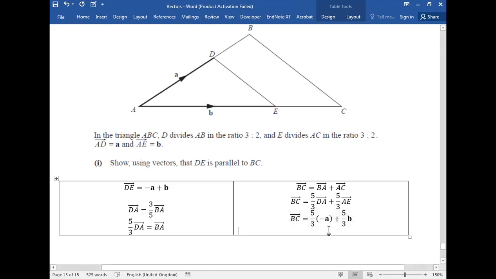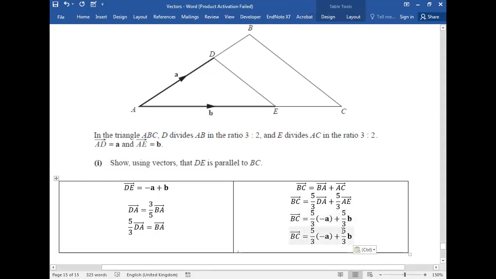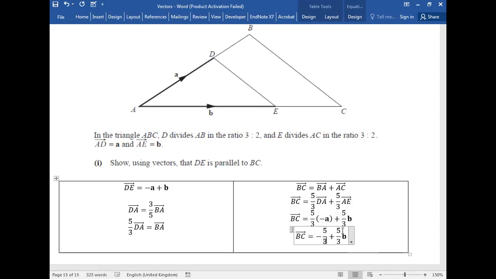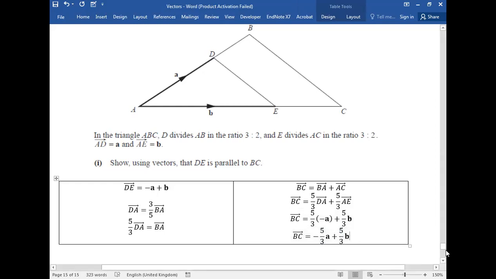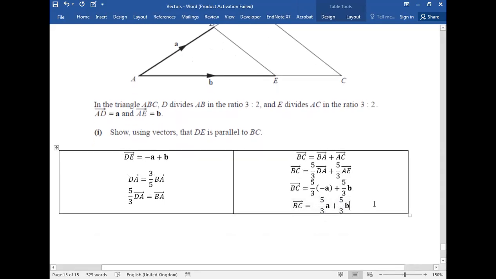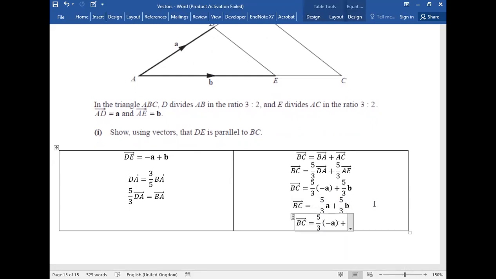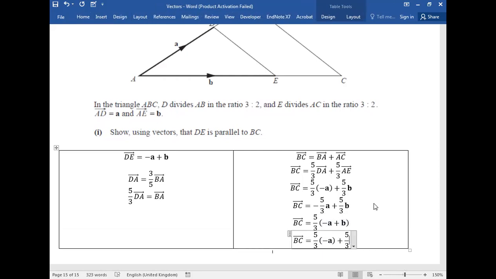Is that right? Now if you simplify BC, you will get negative 5/3 of A plus 5/3 of B. Is that right? और इसमें अगर minus 5/3 common ले लें तो what are we left with? या 5/3 common ले लें. Is that right बच्चों? And what is that? Minus A plus B क्या था? That was the vector DE.